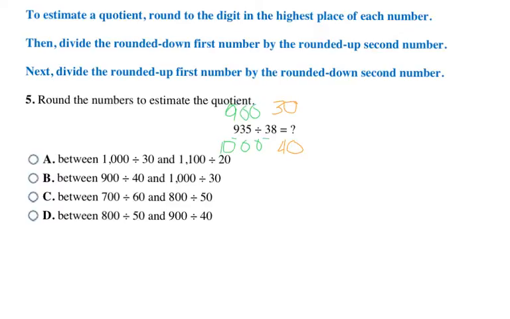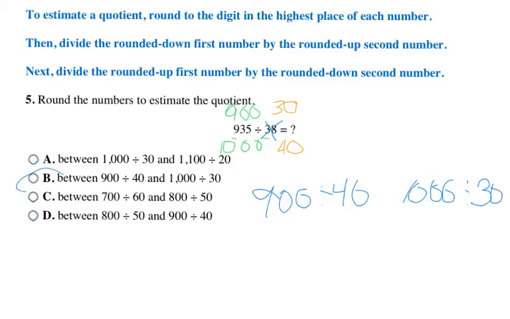And so now this is when I take the rounded down number and the rounded up number, which is 940 here, and divide those. And then I take the bigger number divided by the smaller number to get the upper number. And that's going to make my final answer B.